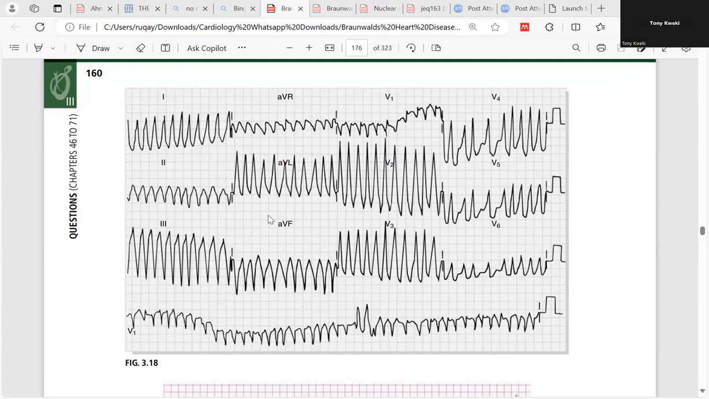Then in leads V4, V5, V6, there appears to be something that looks like a delta wave. My cursor is trying to show them. Okay, somewhere there, and for the remainder too. So this is atrial fibrillation with Wolff-Parkinson-White syndrome.